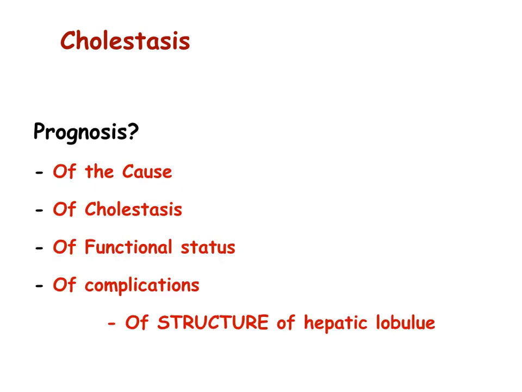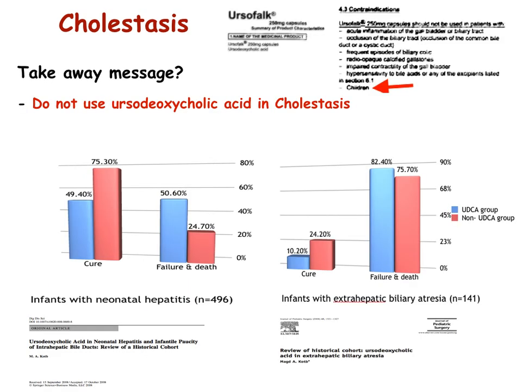The prognosis of cholestasis relies upon the cause, upon the extent of cholestasis, on the functional status of the liver, of the complications, of the structure of the hepatic lobule, whether it's lost or not. That's to say, if the child develops cirrhosis or not.